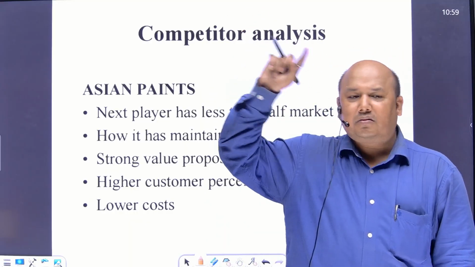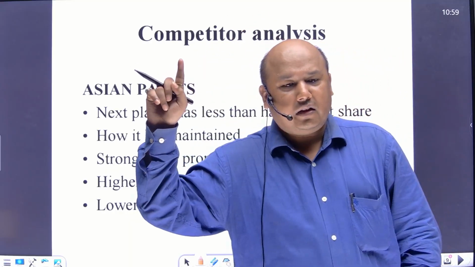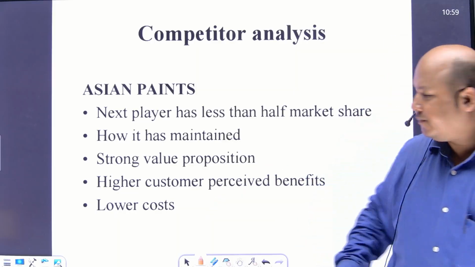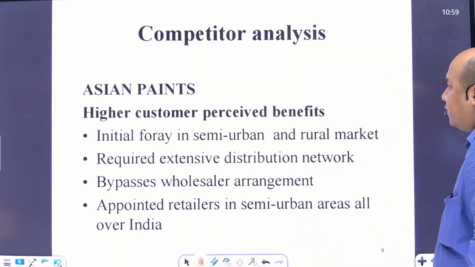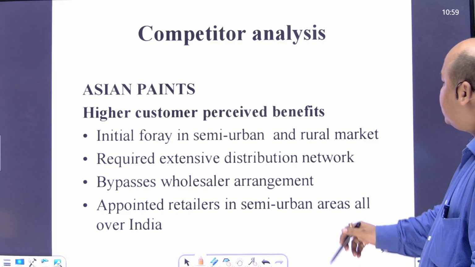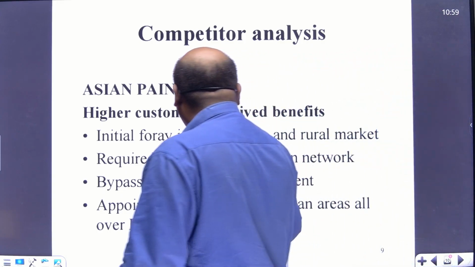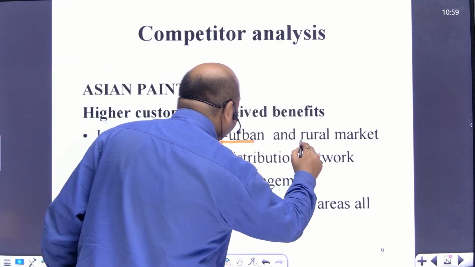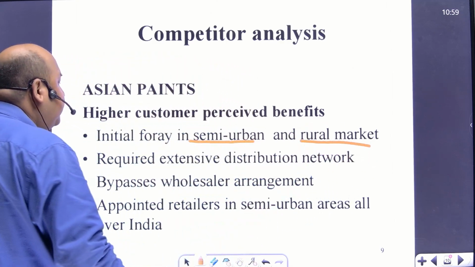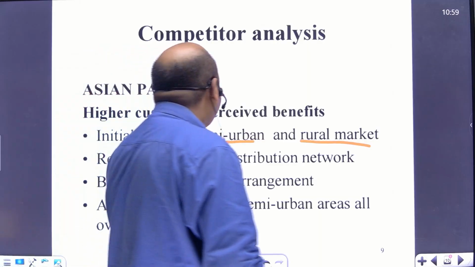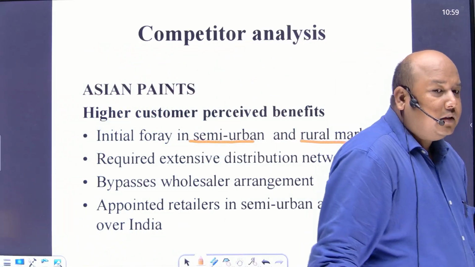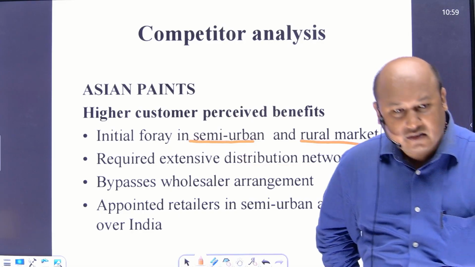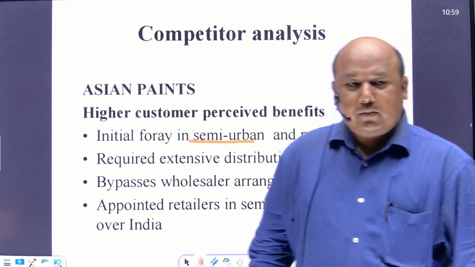This is not the US, this is not the UK. We are not living in the UK, we are in India. We are dealing with the Indian customer, and the Indian customer needs lower costing. Higher customer perceived benefit is there. Initially the focus is on the semi-urban and rural market. The semi-urban and rural market requires an extensive distributor network. When we talk about networking, the distribution network plays a vital role.